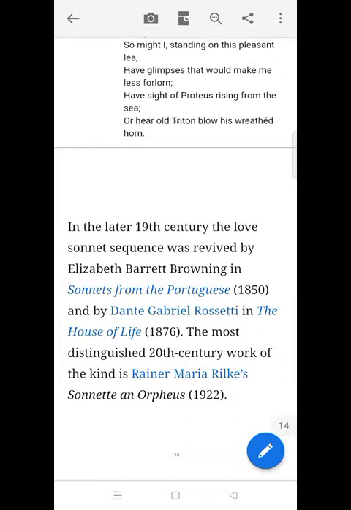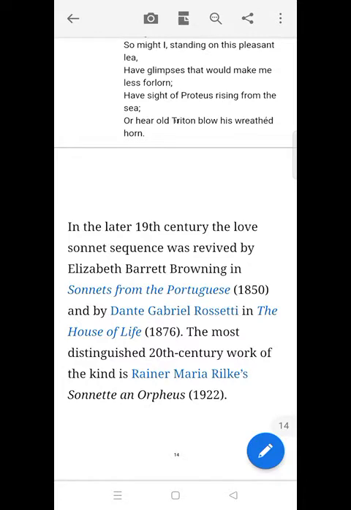In the later 19th century, the love sonnet sequence was revived by Elizabeth Barrett Browning in her sonnet sequence titled Sonnets from the Portuguese, which was written in 1850, and by Dante Gabriel Rossetti in The House of Life, which was written in 1876. The most distinguished 20th century work of this kind is Rainer Maria Rilke's Sonnets to Orpheus, which was written in 1922.